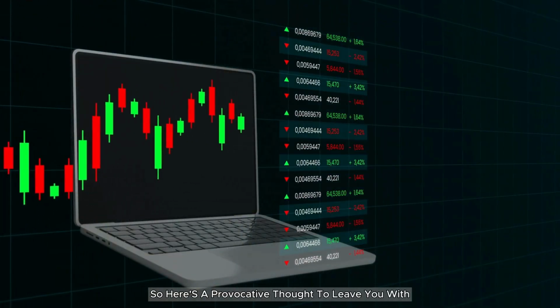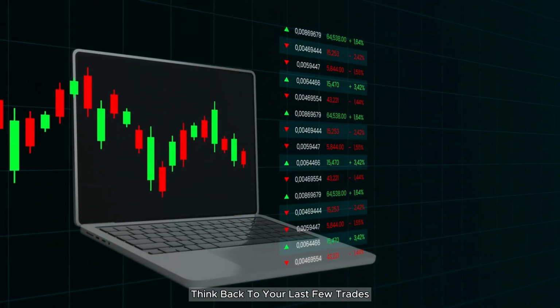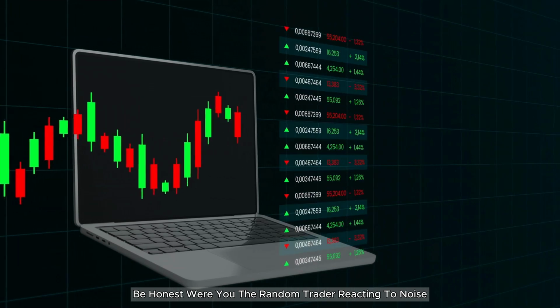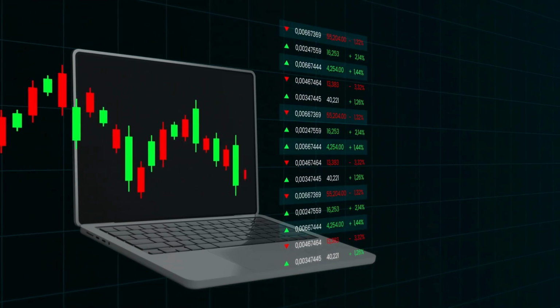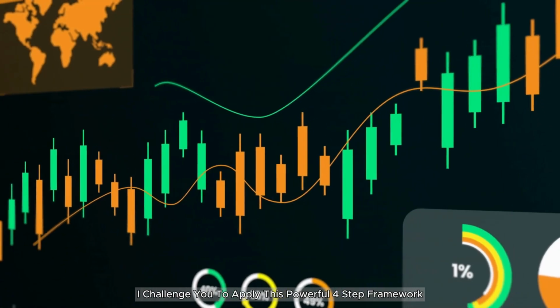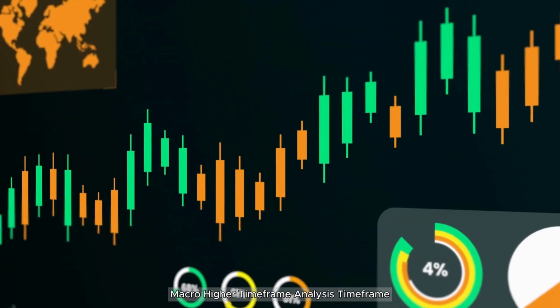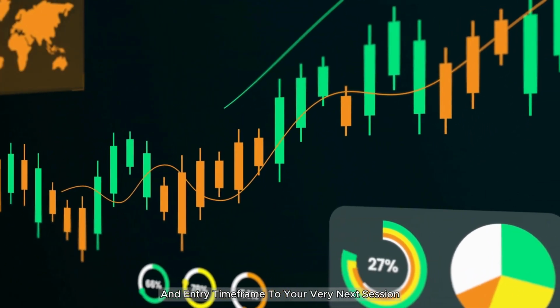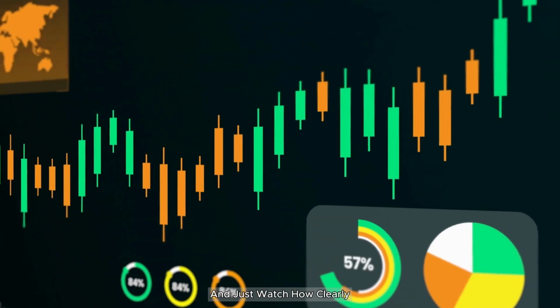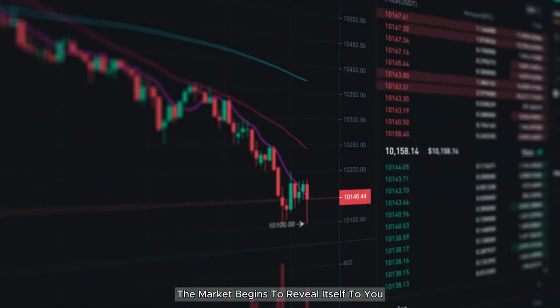So, here is a provocative thought to leave you with. Think back to your last few trades. Be honest. Were you the random trader reacting to noise, or the top-down trader with a plan? I challenge you to apply this powerful 4-step framework: macro, higher time frame, analysis time frame, and entry time frame to your very next session. Start with that big picture, and just watch how clearly the market begins to reveal itself to you.